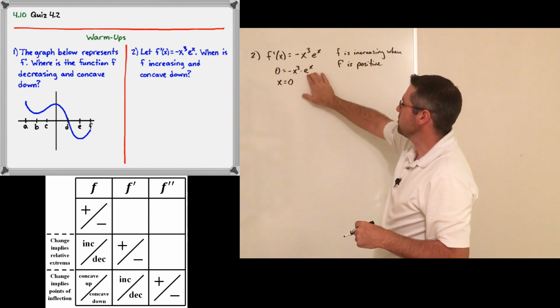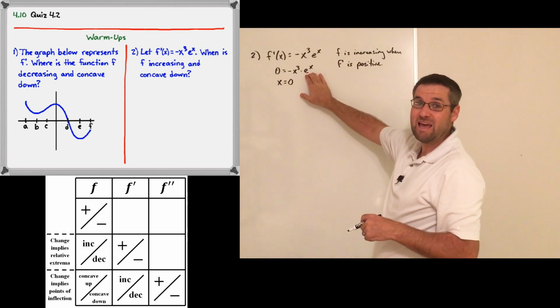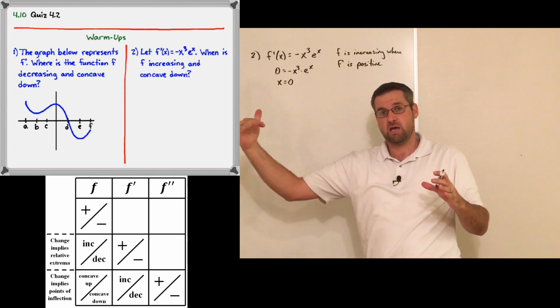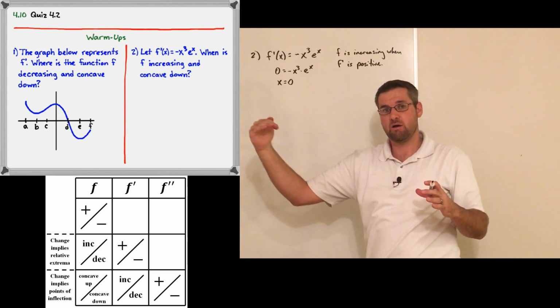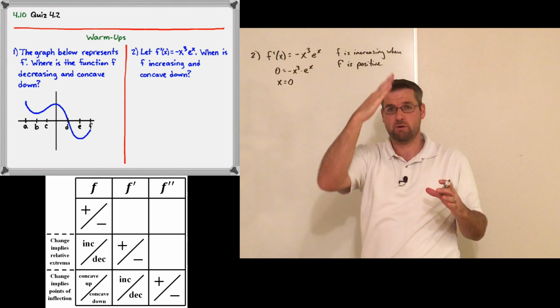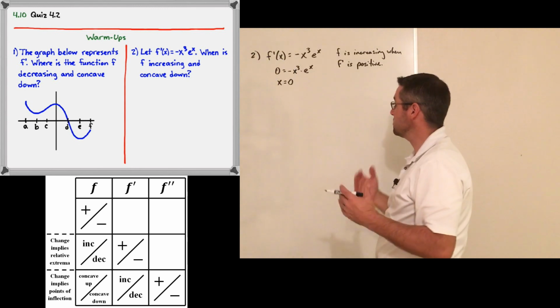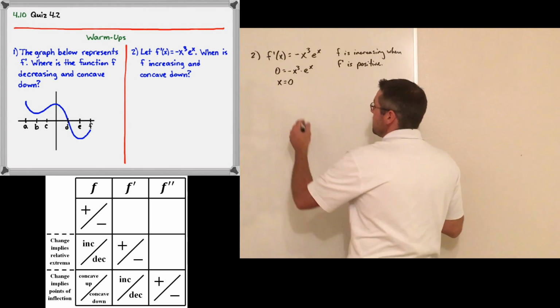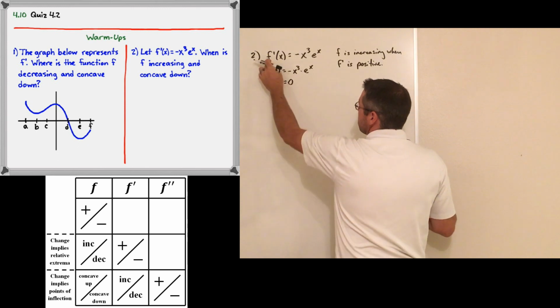The second term, since it's exponential, never equals 0. An exponential function has a horizontal asymptote of y equals 0, and so therefore it never goes below the x-axis. It's always positive. There are no zeros for that. So here's where we have 0 for f prime.